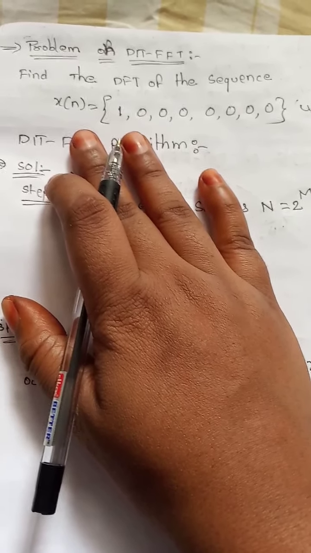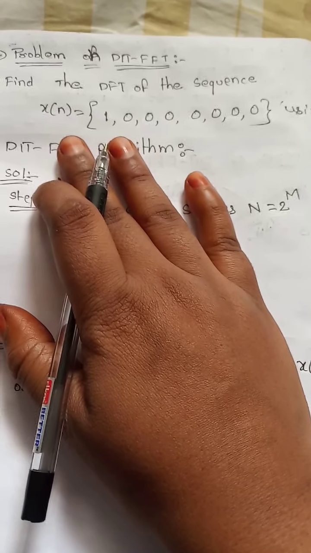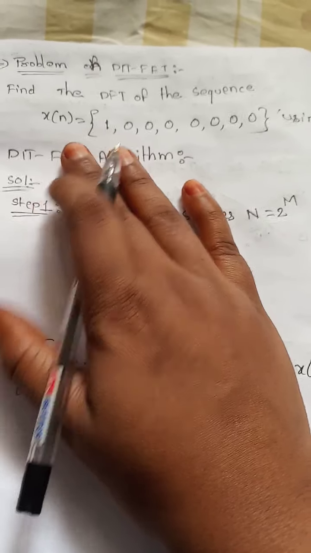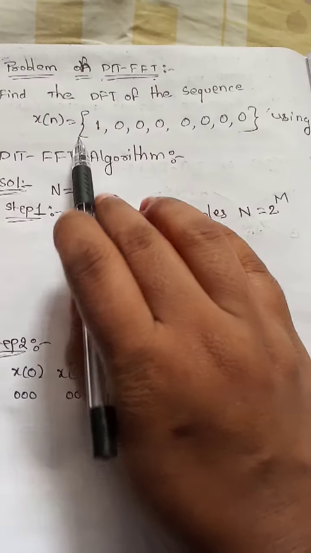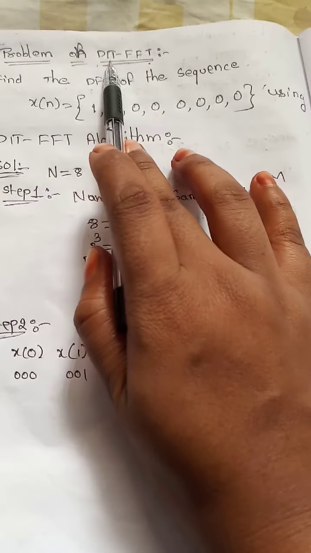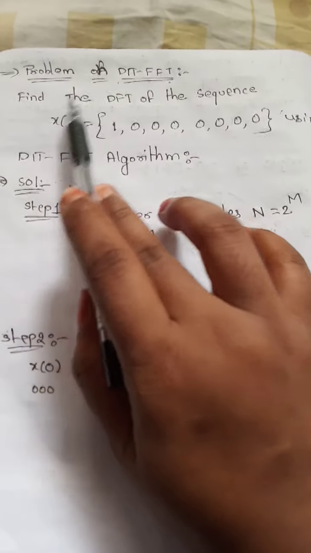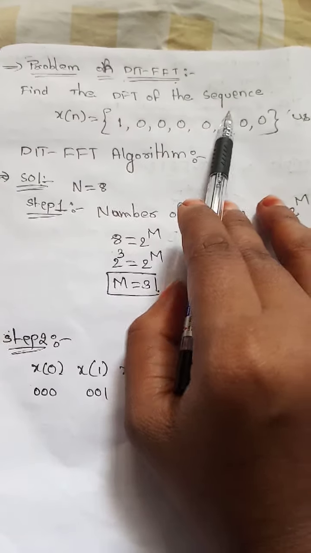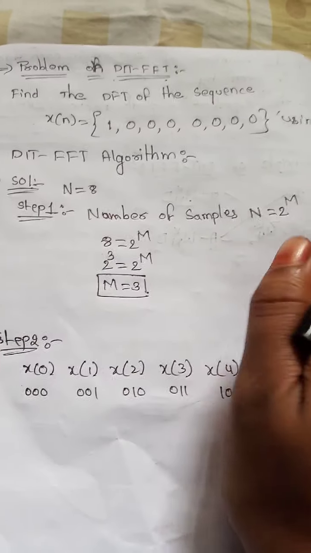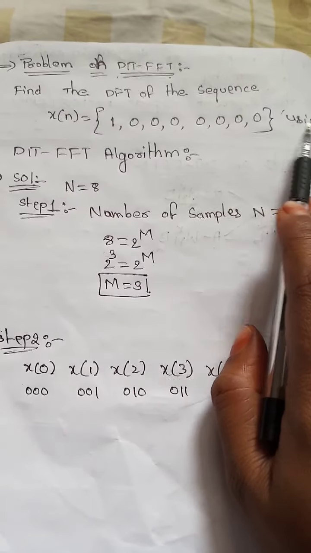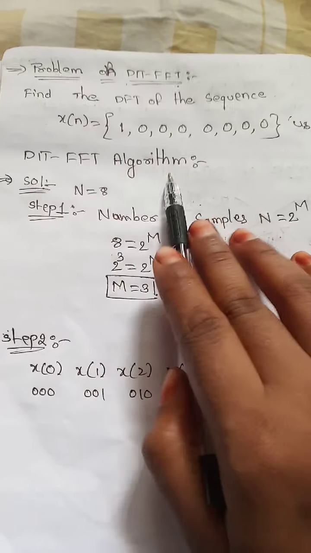In my last video, we discussed the FFT algorithm and types of FFT algorithm, and we also discussed 10 steps in the DIT FFT algorithm. So now we are going to discuss a problem on the DIT FFT algorithm. Here, in the given problem, we are going to find the DFT of the sequence x of n equal to 1, 0, 0, 0, 0, 0, 0, 0. We are finding it using the DIT FFT algorithm.